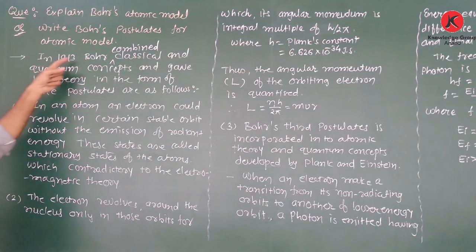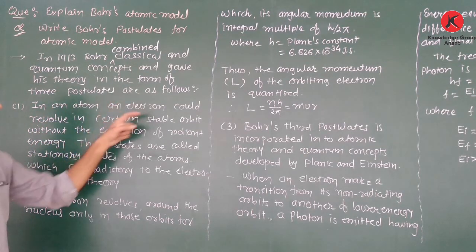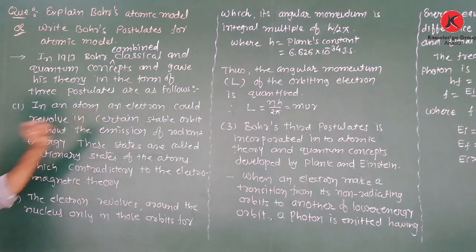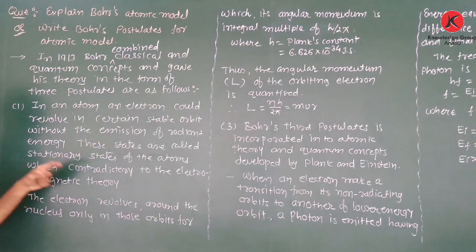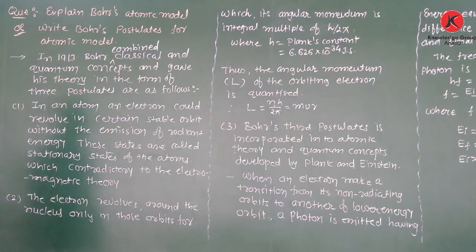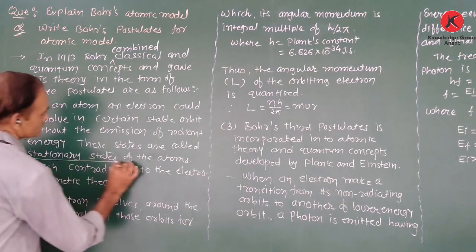In 1913, Bohr combined classical and quantum concepts and gave his theory in the form of three postulates. The first postulate is that in an atom, an electron could revolve in certain stable orbits without the emission of radiant energy. These states or orbits are called the stationary states or the stationary orbits of the electron or the atom.